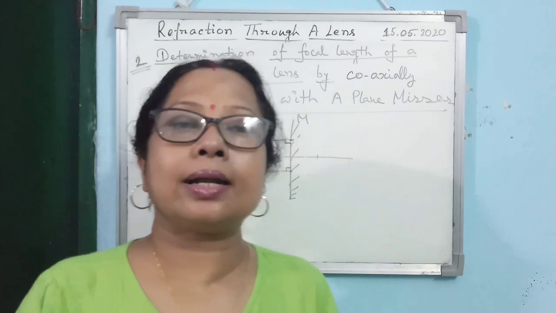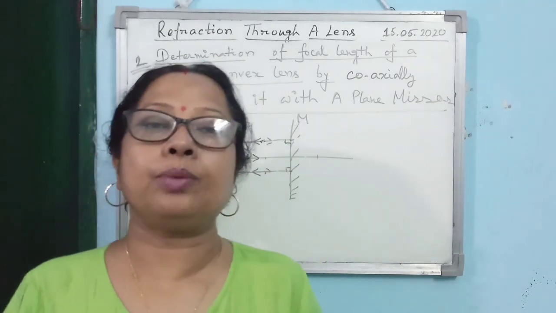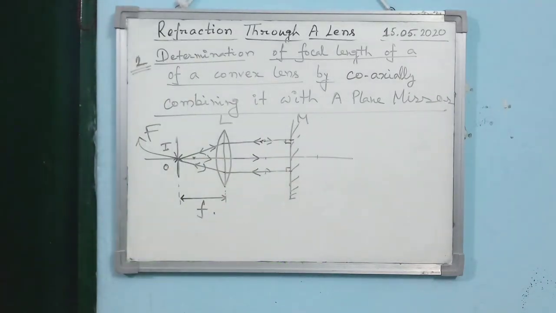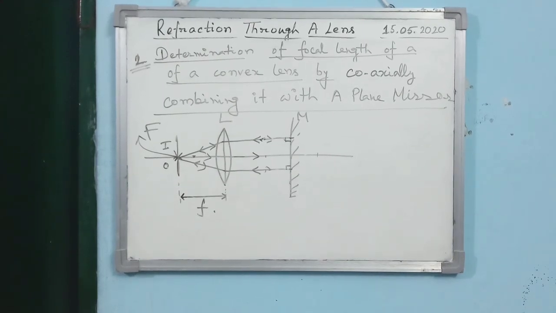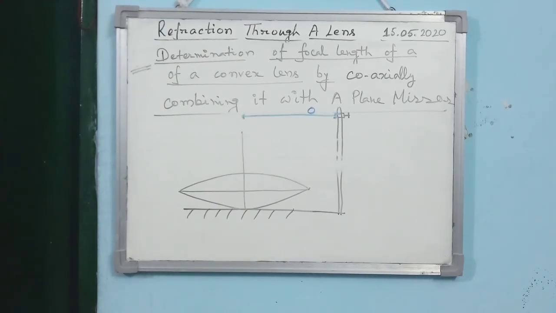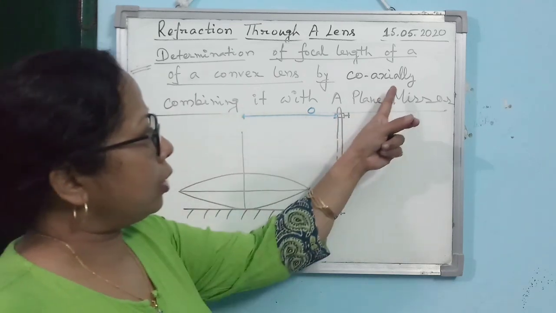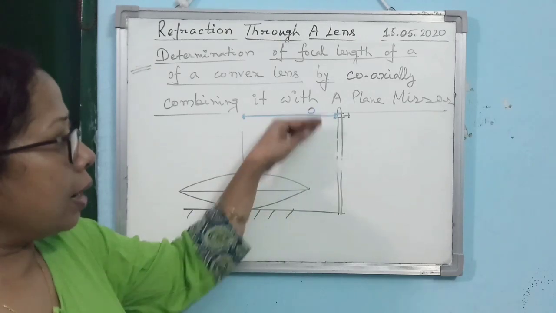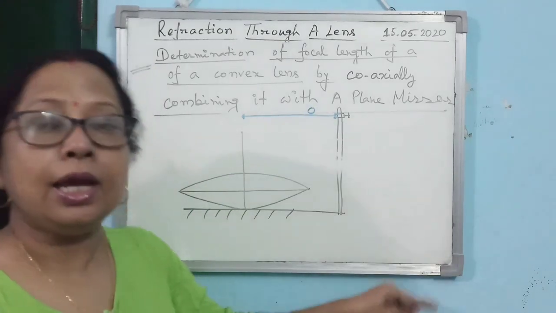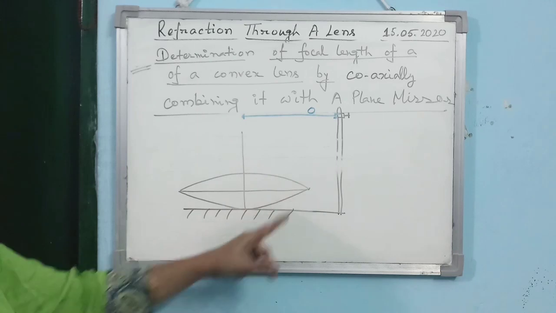Alright, so these are the very important 3 probable questions from this topic. So you must learn this diagram as well as all the 3 questions. Next is determination of focal length of a convex lens by coaxially combining with a plane mirror, but here we combine it not vertically, horizontally. So just look at the diagram.